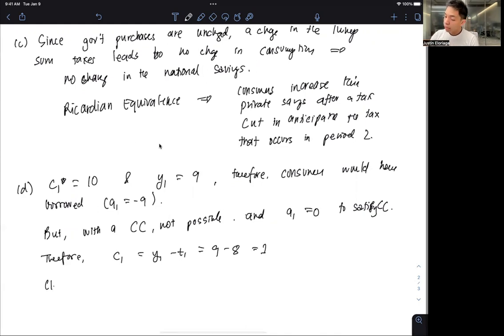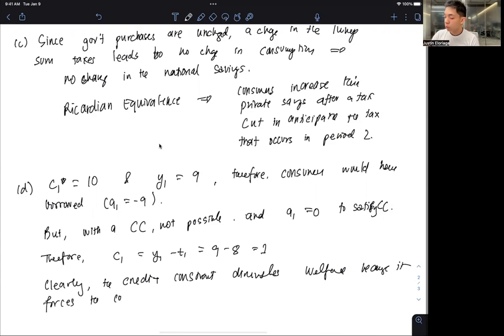So clearly, the credit constraint diminishes welfare, because it forces the consumer to choose an allocation different from the unconstrained case.